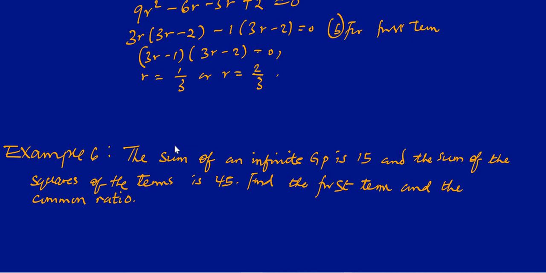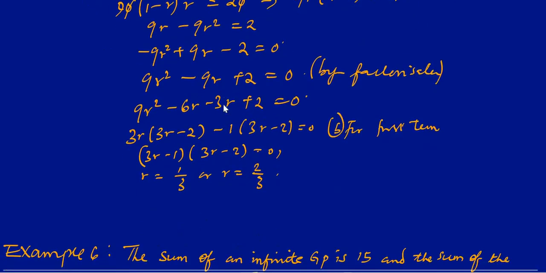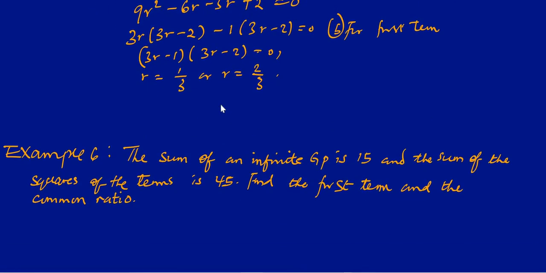For first term, let's look for the equation that is easier for us to apply. I guess equation 1 solves the problem. From 1, AR is equal to 20. So that means for R equals 1 over 3, A multiplied by 1 over 3 is equal to 20. So A over 3 is equal to 20. So A is equal to 60.